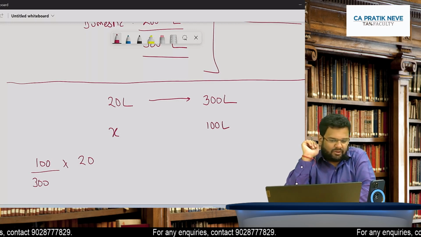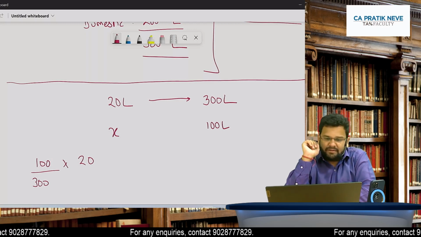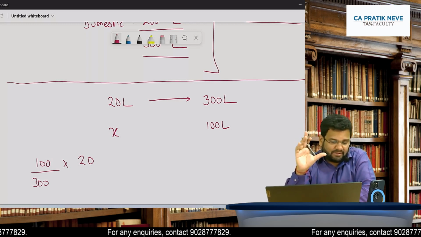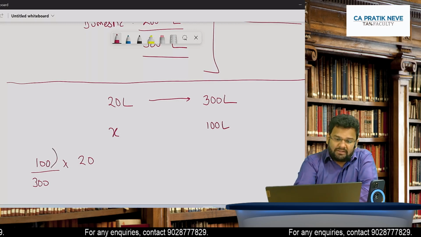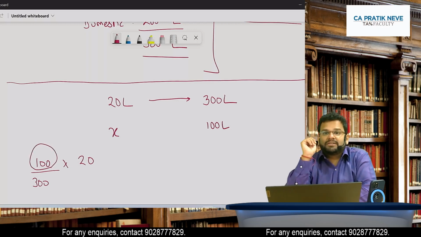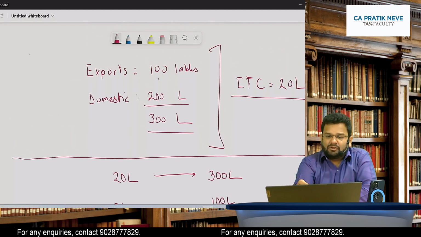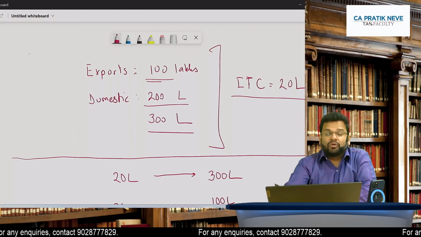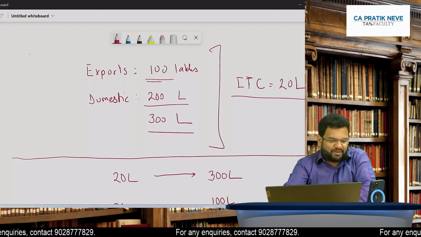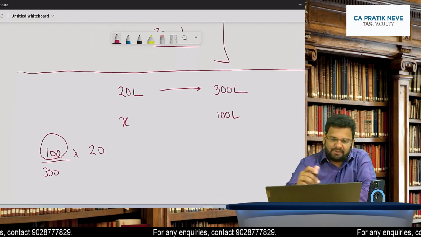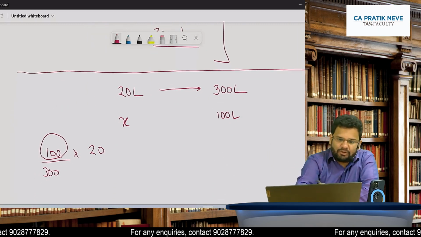Is it 100 into 20 upon 300? Remember what we are discussing. What is 100? 100 is export turnover. The figure is not so important here. You understand the concept. 100 is export turnover.